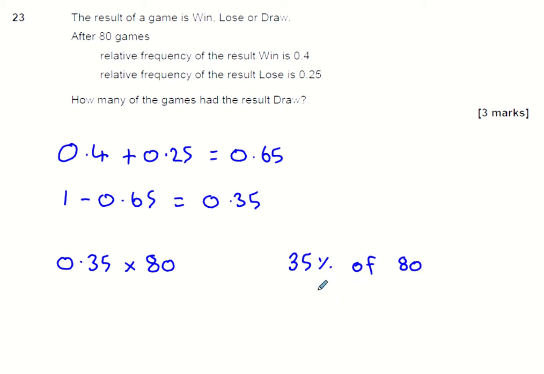That's your choice. If I was doing the percentage method, you could say that 10% represents 8, so 30% would represent 24. 5% is going to be half of 10, so that's going to be 4, which means in total, the 35% for drawing will be 28. And that is the same answer you would get from doing 0.35 multiplied by 80. So 28 of the games had the result draw.